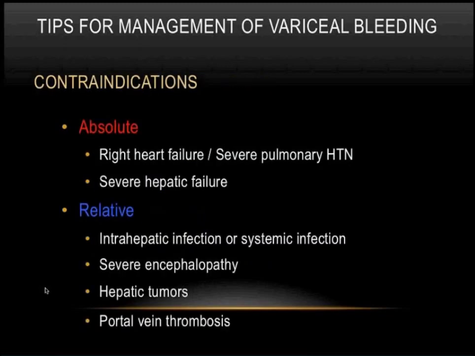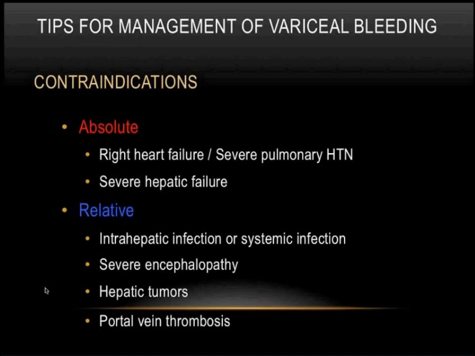So where are the real contraindications? You guys have seen a TIPS lecture before: right heart failure, severe pulmonary hypertension, or severe hepatic failure, because of course they're going to do poorly, with a high MELD score. Relative contraindications are infection, encephalopathy, and portal vein thrombosis. Hepatic tumors are a relative contraindication; some people don't believe in that, some people do.